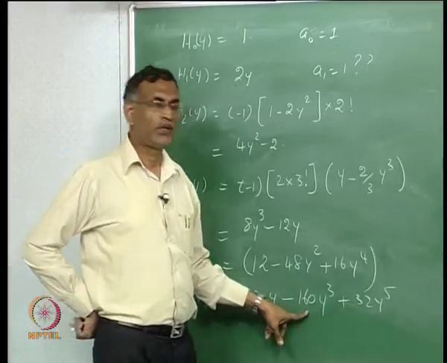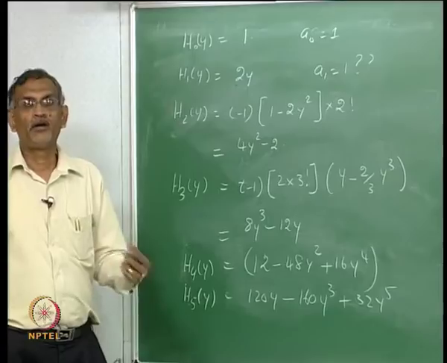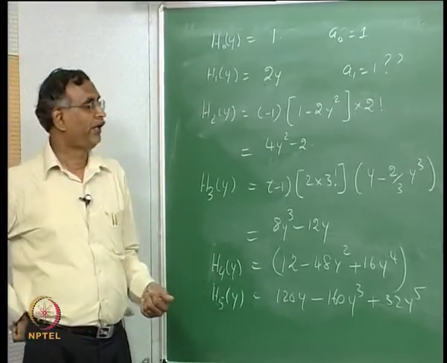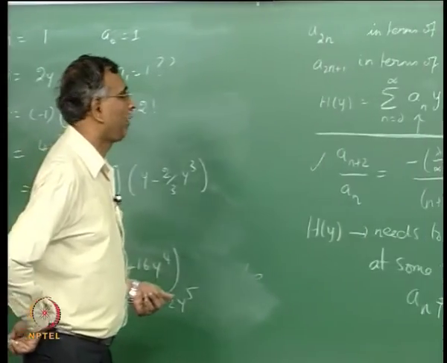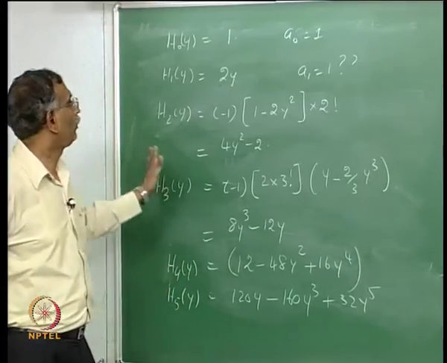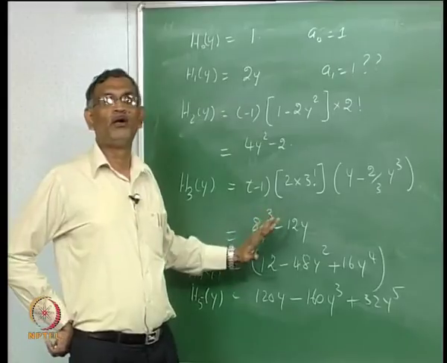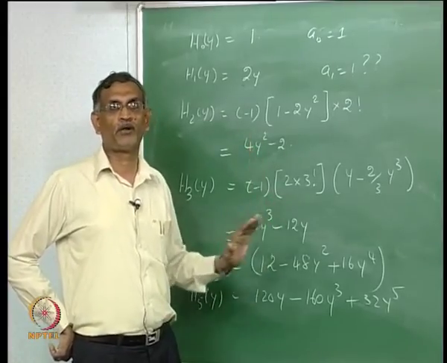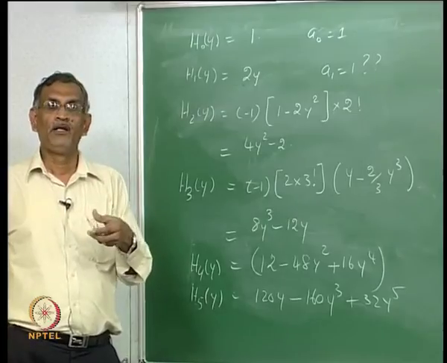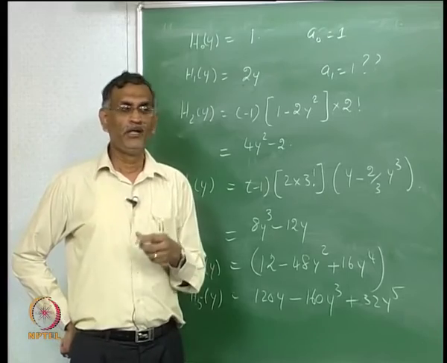120y, 160y cubed, 32y5 is an odd function. Therefore, all the odd n's contain polynomials which are odd functions of y. What about exponential of minus y squared by 2? That's an even function. Therefore, you see that the Hermite polynomials give rise to wave function solutions for the harmonic oscillators with odd and even parity alternating between the n's, corresponding to odd n or corresponding to the even n.